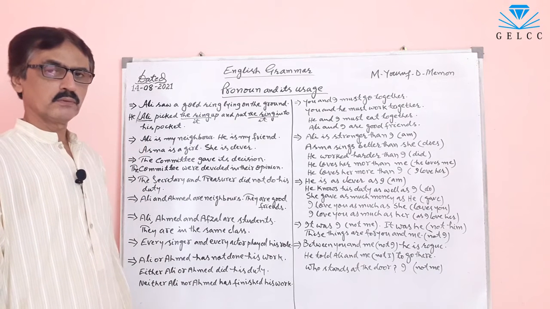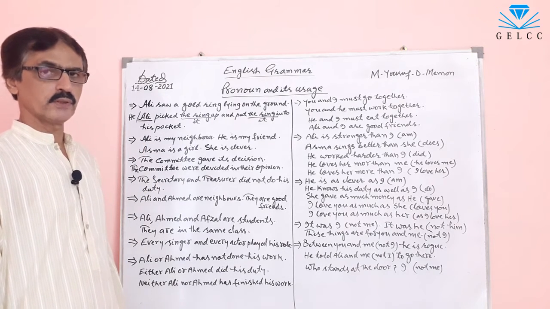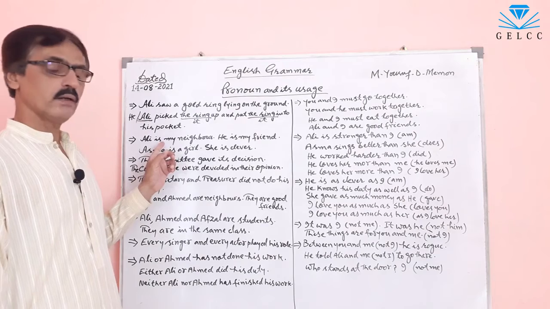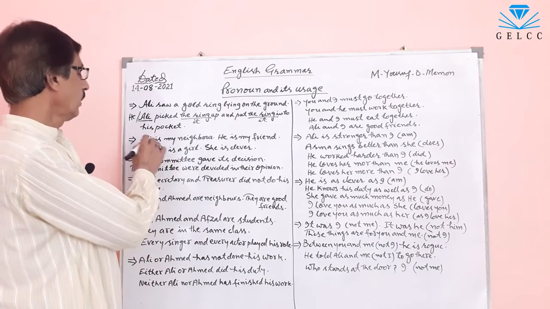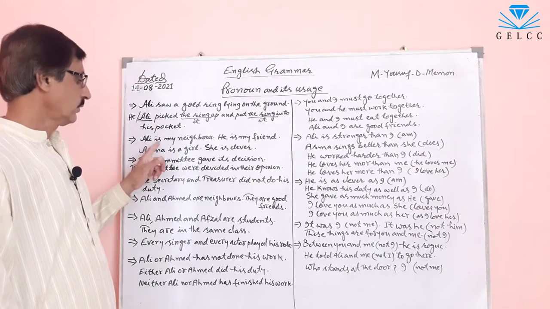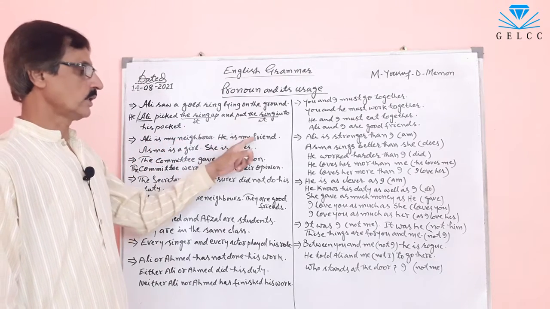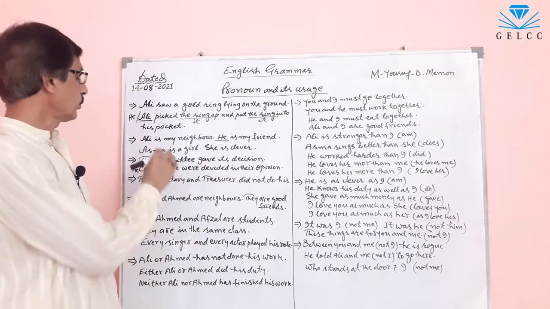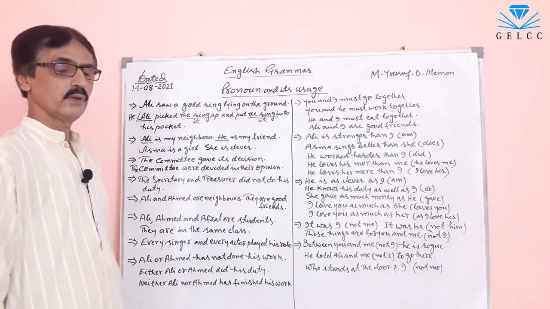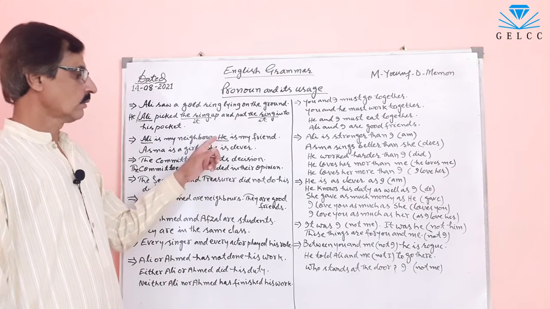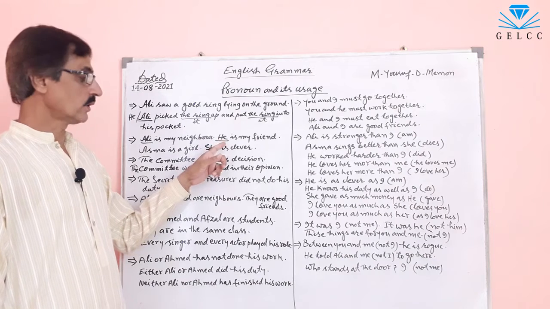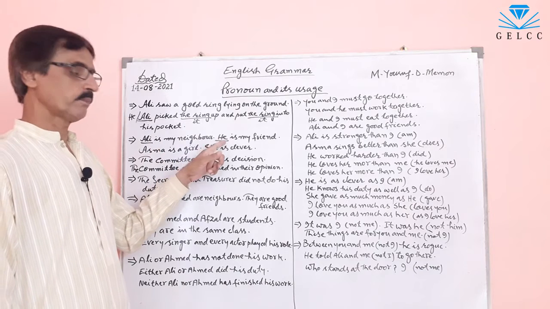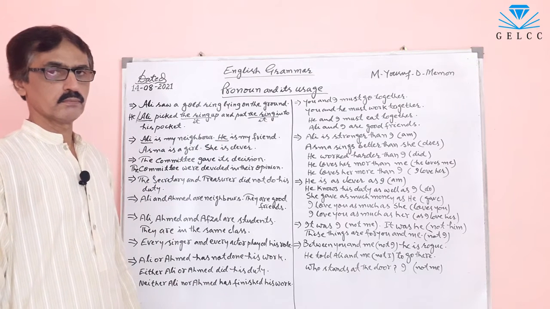Now, second point. The pronoun agrees with the noun for which it stands in number and gender. Look at this sentence. Ali is my neighbor. He is my friend. Here, pronoun he is used for Ali. Ali is male, gender is male. The pronoun he is used. Ali is in nominative case. The pronoun he is in nominative case.